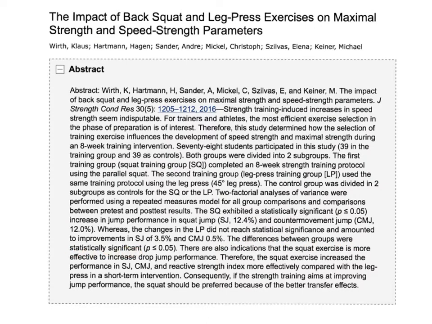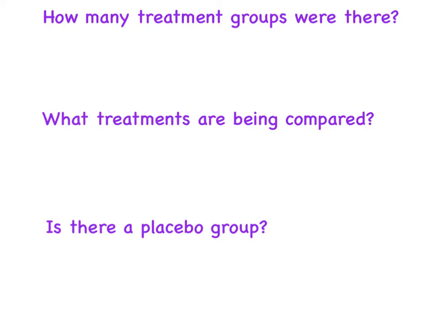And what we're trying to say right there is the squat was a much more efficient training model than the leg presses. There are also indications that the squat exercise is more effective to increase drop jump performance. Therefore, the squat exercises increase the performance in squat jump and counter movement jumps and reactive strength index more effectively compared with the leg press in a short-term intervention, short-term being an 8-week program. Consequently, if strength training aims at improving jump performance, the squat should be preferred because of the better transfer effects.